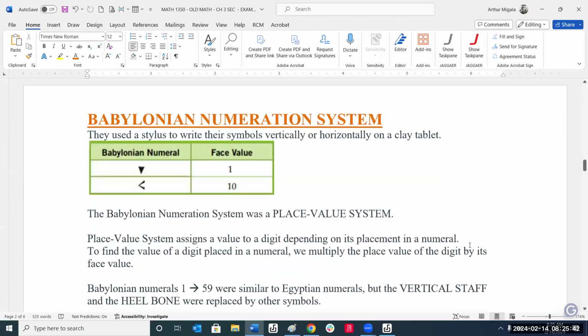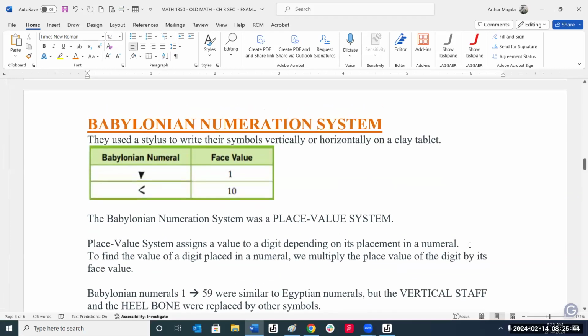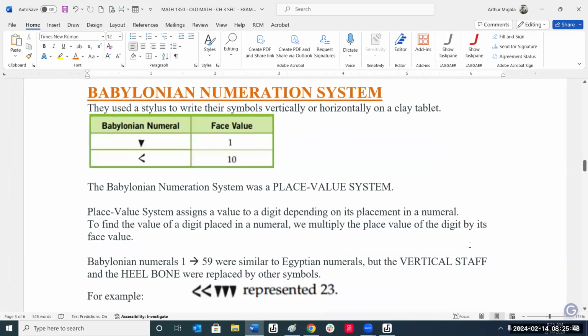Okay, the next one we're going to look at is the Babylonian system. Babylon. They used the stylus. What's a stylus? We use a stylus now to write on iPads, but back then a stylus was a writing instrument where you wrote on clay tablets.